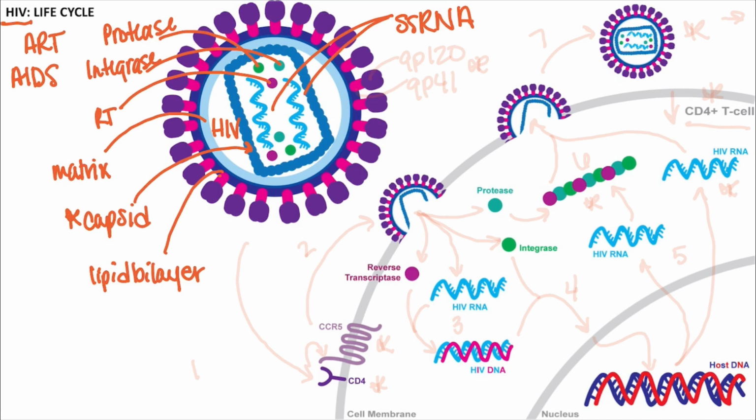So the viral envelope is decorated with glycoprotein 120, or GP120, and glycoprotein 41, or GP41, which are subunits of the envelope protein complex. So now that we have visualized the viral makeup, let's go over the key steps in the HIV life cycle and how HIV infection and replication occurs.